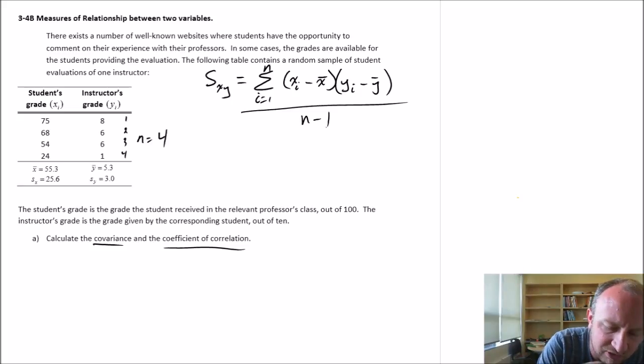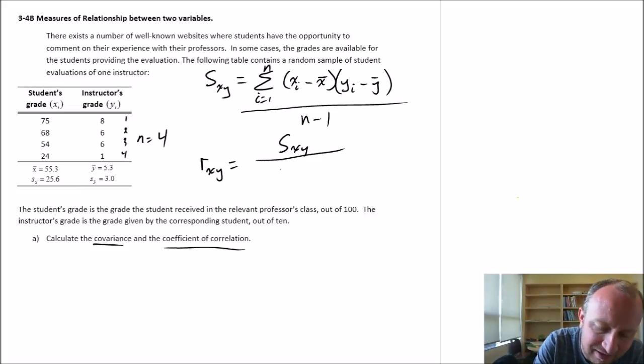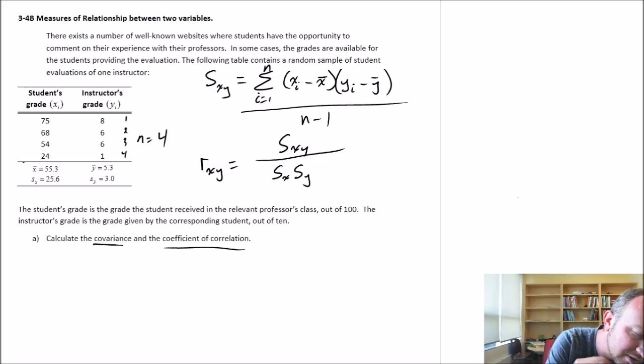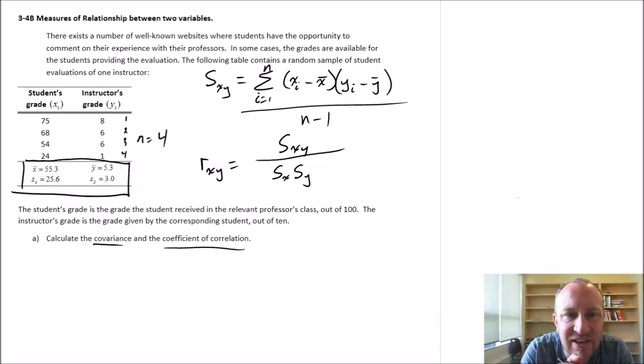The coefficient of correlation then is somewhat easier. Once we already have the covariance, the coefficient of correlation is the covariance divided by the product of the two variables' standard deviations. Now in this exercise, I've taken a bit of a shortcut, and we've been given those sample means and those sample standard deviations. So we don't have to calculate those intermediate steps. Everything is right there and handy. So let's get on with this.